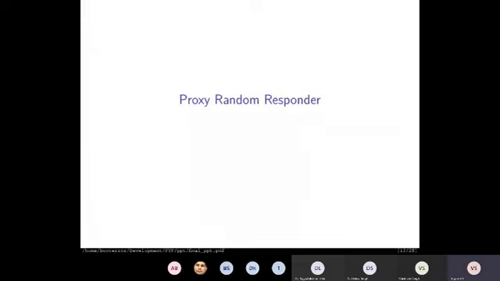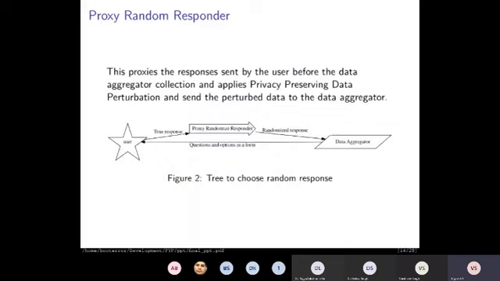So the main module in the implementation is something called the proxy random responder. That's essentially a local differentially private system that sits between the user and the data aggregator. The data aggregator asks a question, the user responds to it, and that response is sent to the proxy random responder, which randomizes the response and sends it back to the data aggregator.